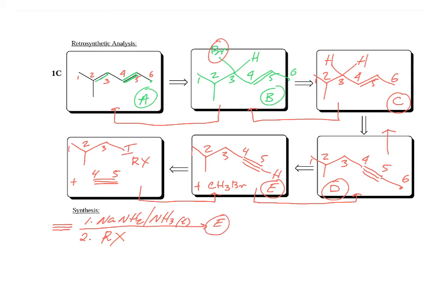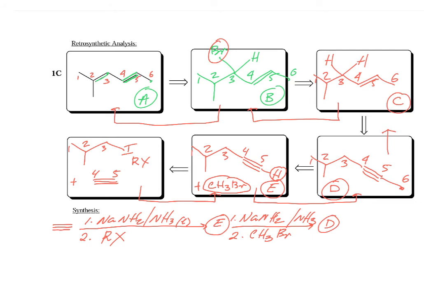We'll extend the chain one more time. We'll deprotonate the terminal hydrogen, the terminal carbon. So another deprotonation with sodium amide in liquid ammonia, followed by addition of carbon number 6, which will be added in the form of methyl bromide, CH3Br. This will be our second chain extension, giving us alkyne D.